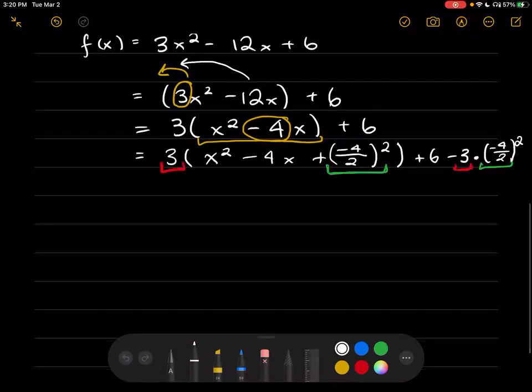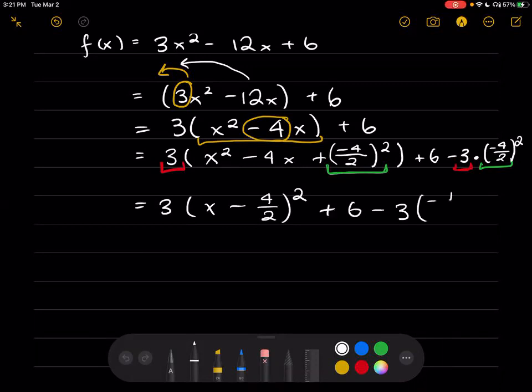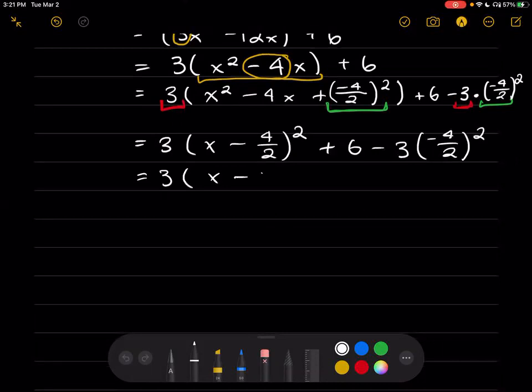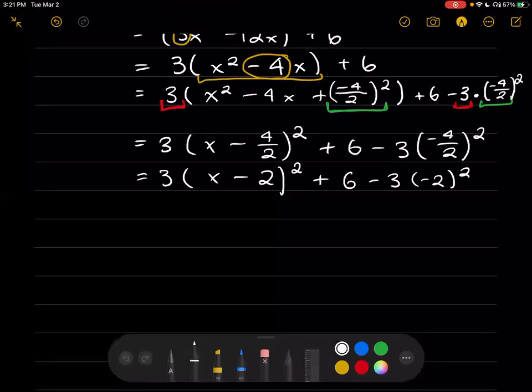Okay, and now we can apply our formula to the thing inside the parentheses, and we get x minus 4 over 2 all squared. And then the same on the outside, the plus 6 minus 3 all times negative 4 over 2 squared. And now we can simplify. 4 over 2 is just 2. So we get x minus 2 all squared there times 3 plus 6 minus 3, and then that's going to be a negative 2 squared.